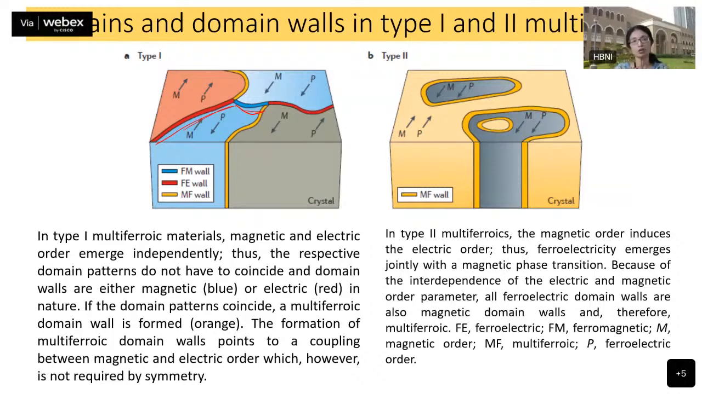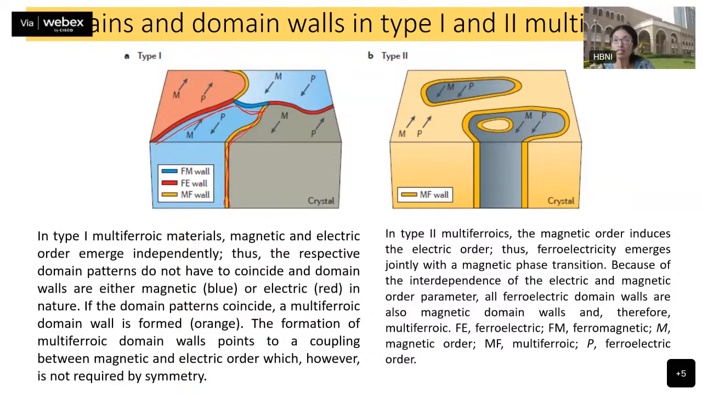If the domain patterns are coinciding in some region, then what you will have is a multiferroic domain wall. In this particular case, as you can see, it is this orange line over here. This points to a coupling between the magnetic and electric order, which, however, in this particular material is not required by symmetry. But if that kind of coupling is happening, then you have a multiferroic domain.